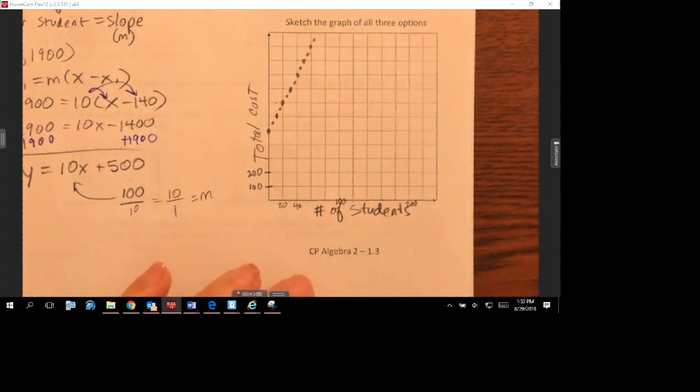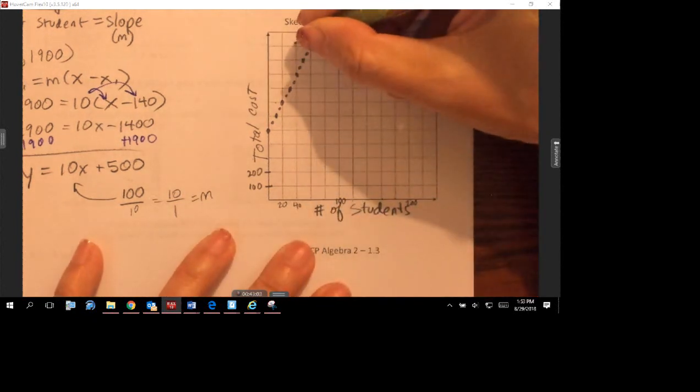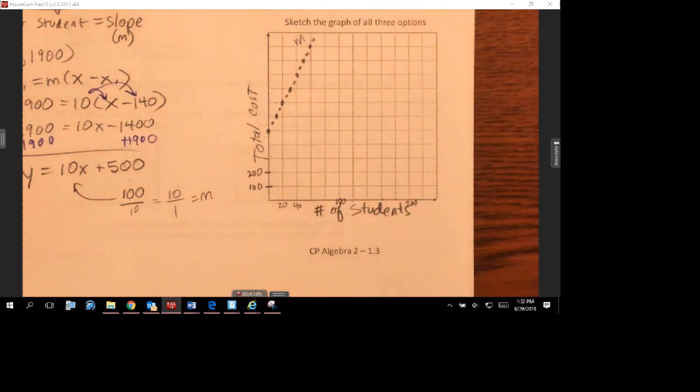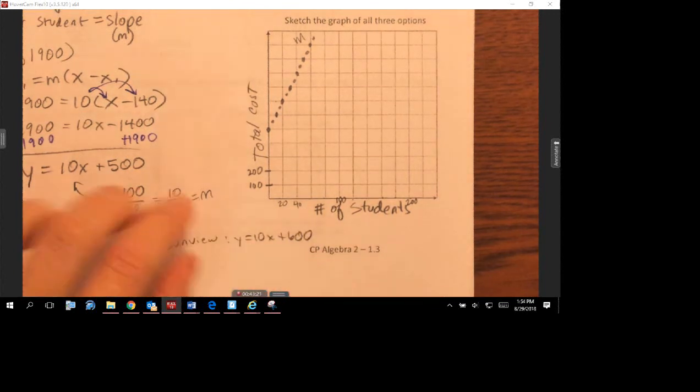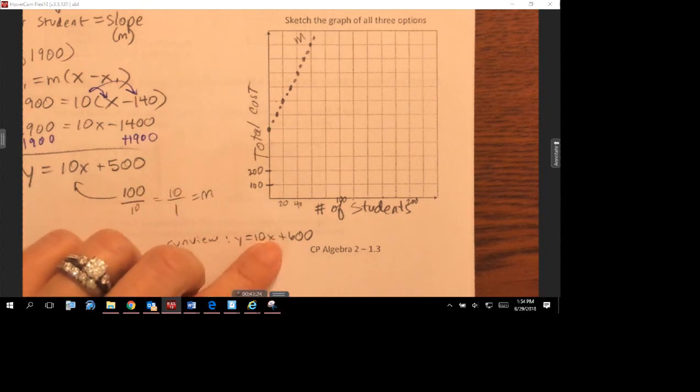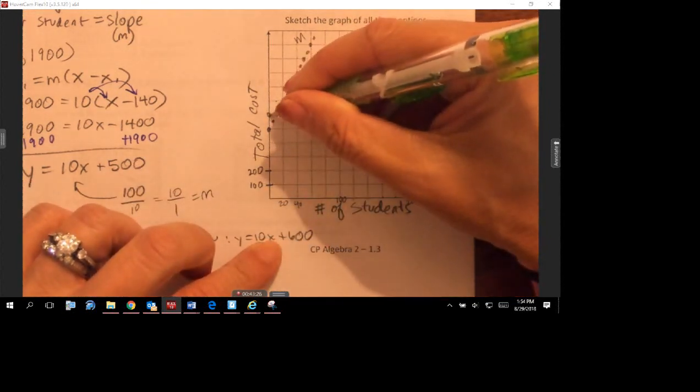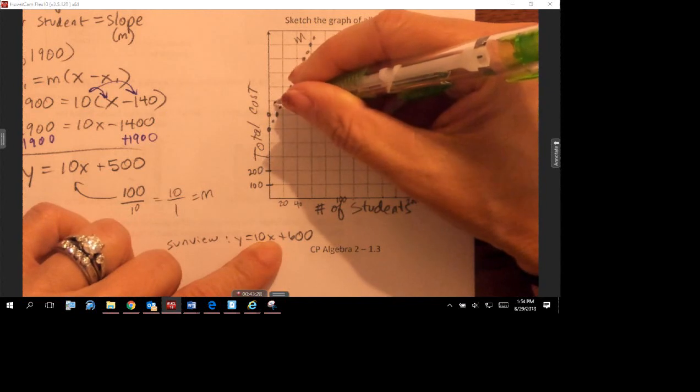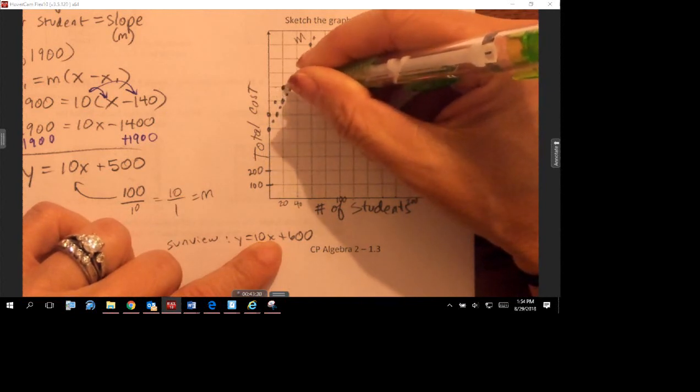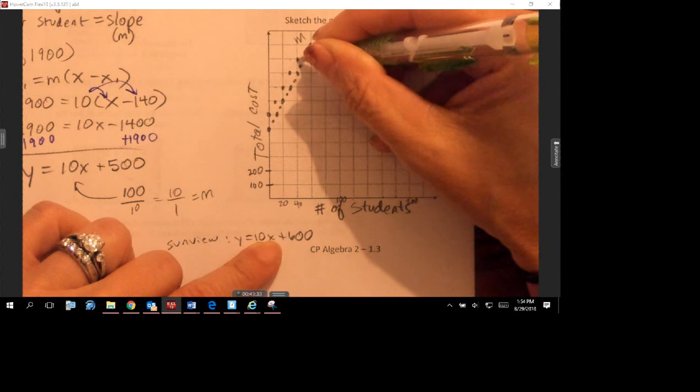So that's Maple. I dotted mine so I can tell the difference. All right, what's another one? We've got Sunview, which is y equals 10x plus 600. We could graph that the same way we did Maple. Start at 600. Here's 600. Go up 100 over 10. Up 100 over 10. Up 100 over 10.